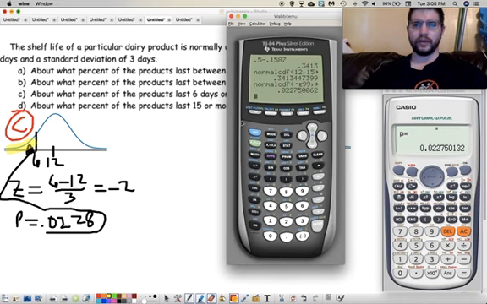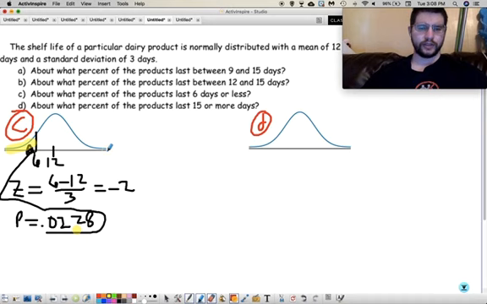So either way we do it, we get the same result. That's again for percentage. So that would be 2.28%.